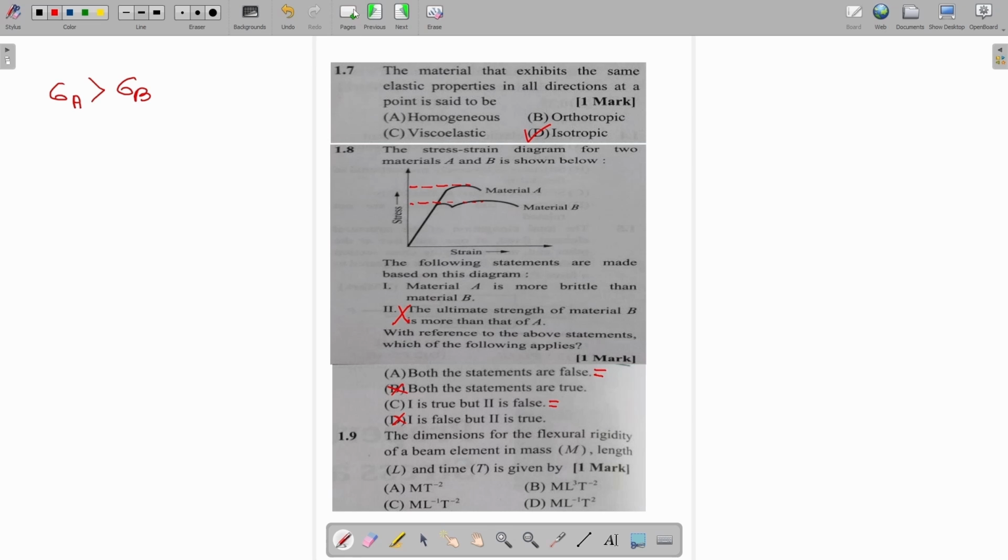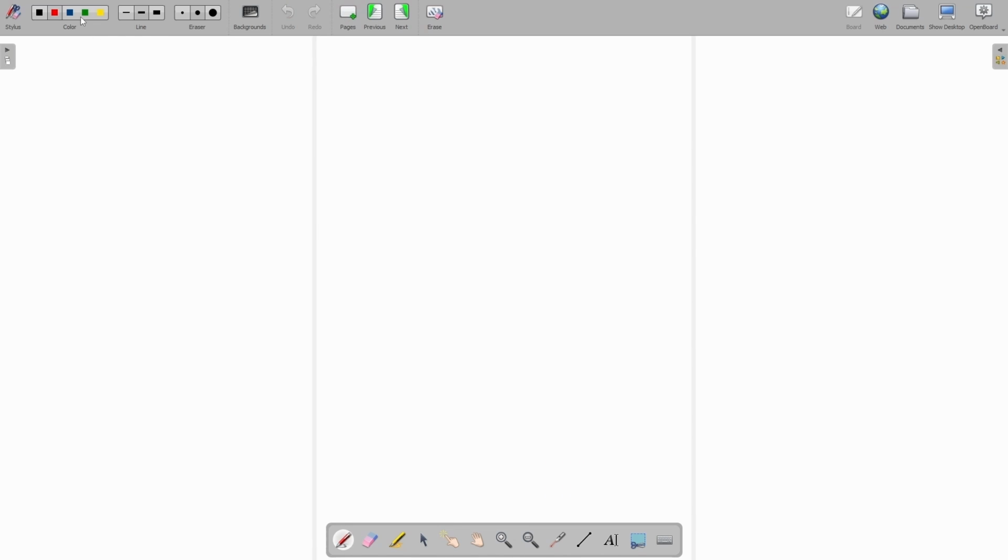How are we going to verify? Let me just add a page here. So what we are doing right now is, for this question, we are going to draw the stress strain diagram. Okay. This is for material A. This is stress. This is strain.